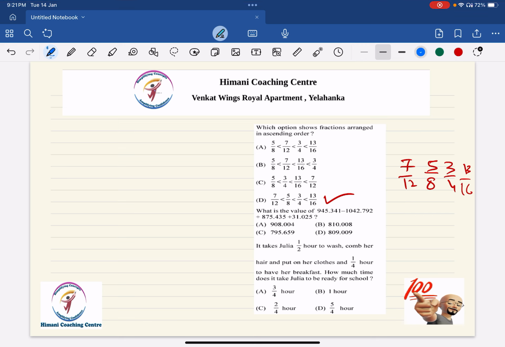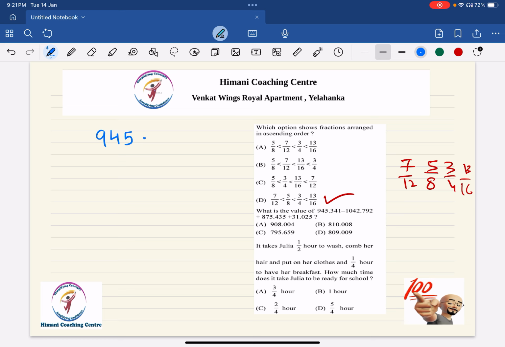Okay. Now we have to find the value of this. So we are given some numbers. Let's understand. We have 945.341 minus 1042.792 plus 875.435 plus 31.025. So let us put all the plus numbers together and we can add them.